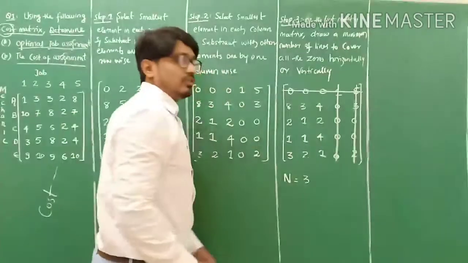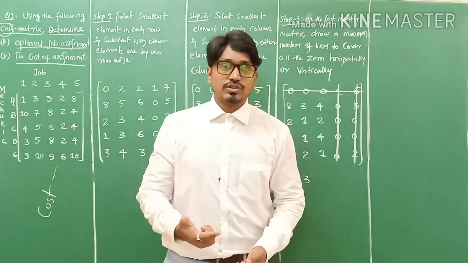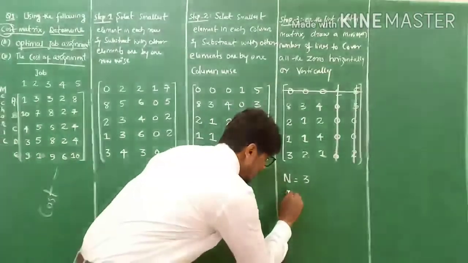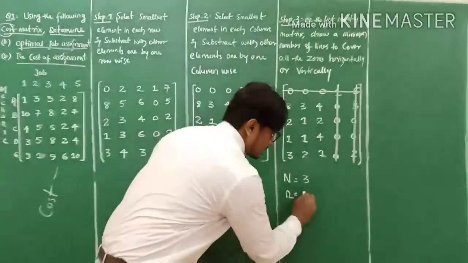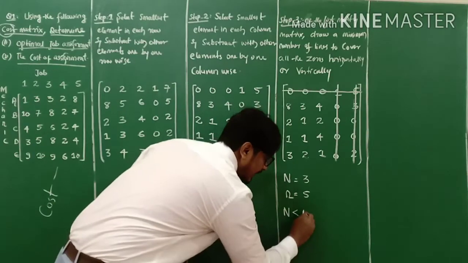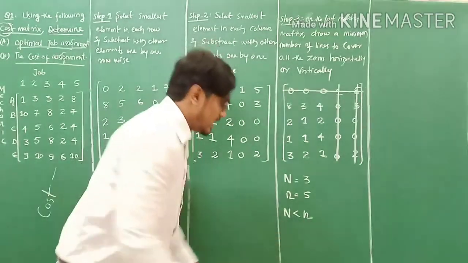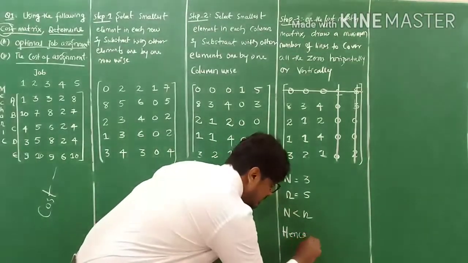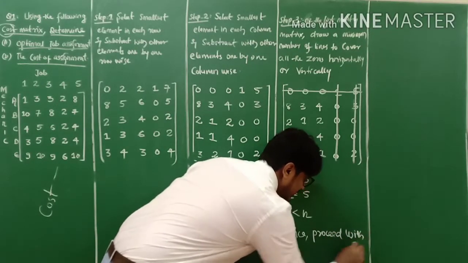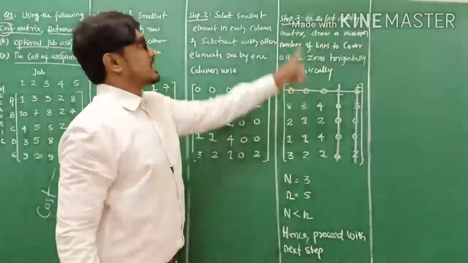Capital N is denoted by the number of lines drawn on the matrix, which is 3. You know the order of a matrix, I already explained what the order of a matrix is: the number of columns equals the number of rows. So 5 rows, 5 columns, the order of the matrix is 5. So small n is denoted by the order of the matrix, it is 5. Your N is lesser than n. The number of lines drawn is lesser than the order of the matrix. Hence, proceed with the next step, my friends.